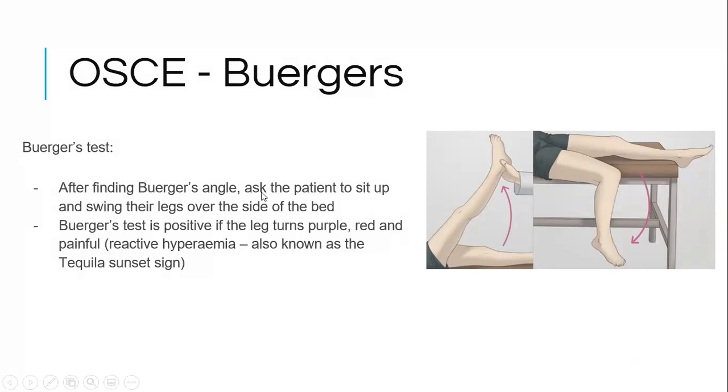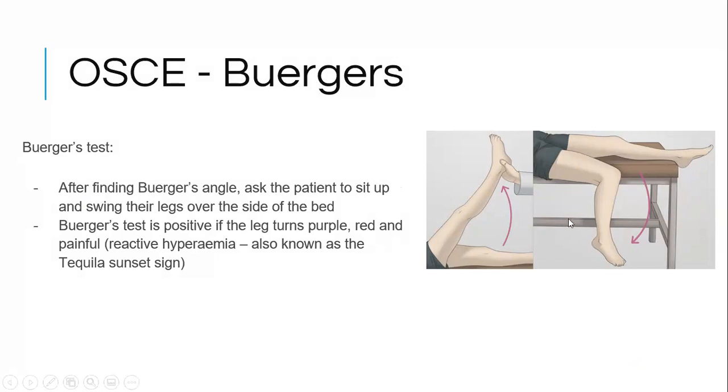So after finding Buerger's angle, you ask the patient to sit up and swing their legs over the side of the bed. Buerger's test is positive if the leg turns purple, red, and painful. Reactive hyperemia, also known as the tequila sunset sign.